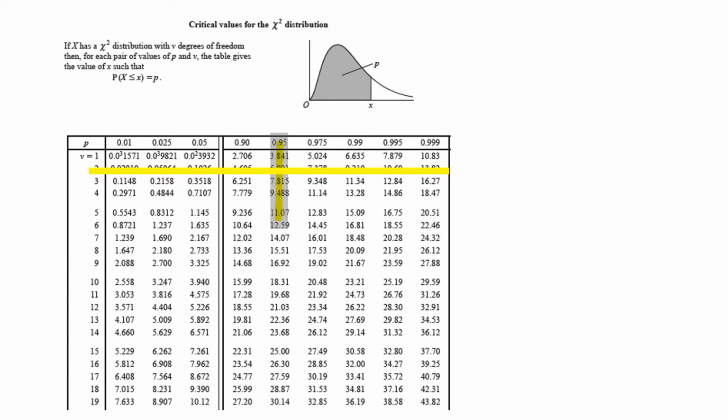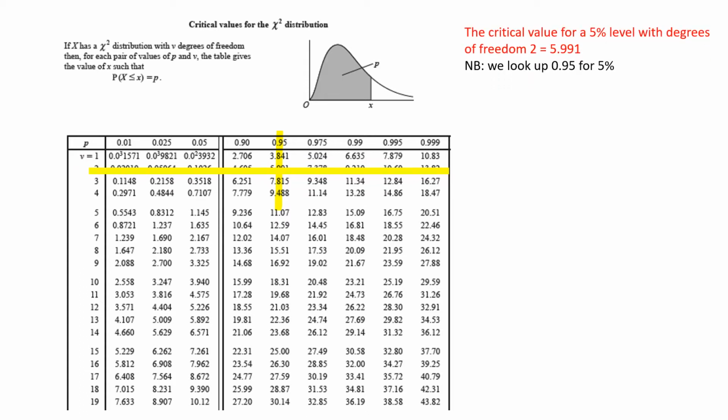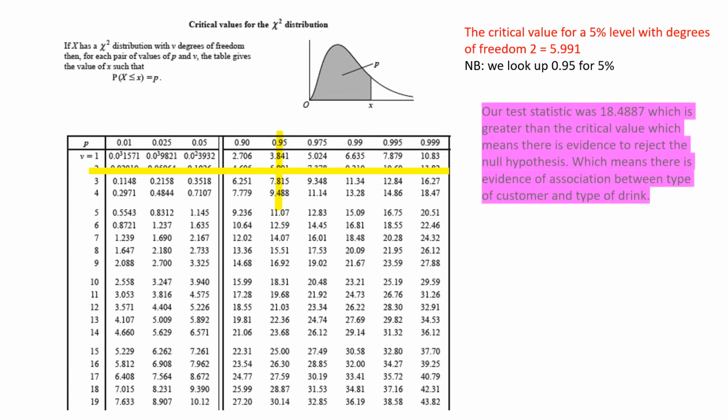Now I wanted a 5% significance level. And the way this works is it sort of works with the area to the left. So I'm looking up 0.95. A 1% significance level, you'd look up 0.99. So that's the sort of thing we're looking at. And it's just hidden under here, but that's 5.991. Okay, so that's my critical value.